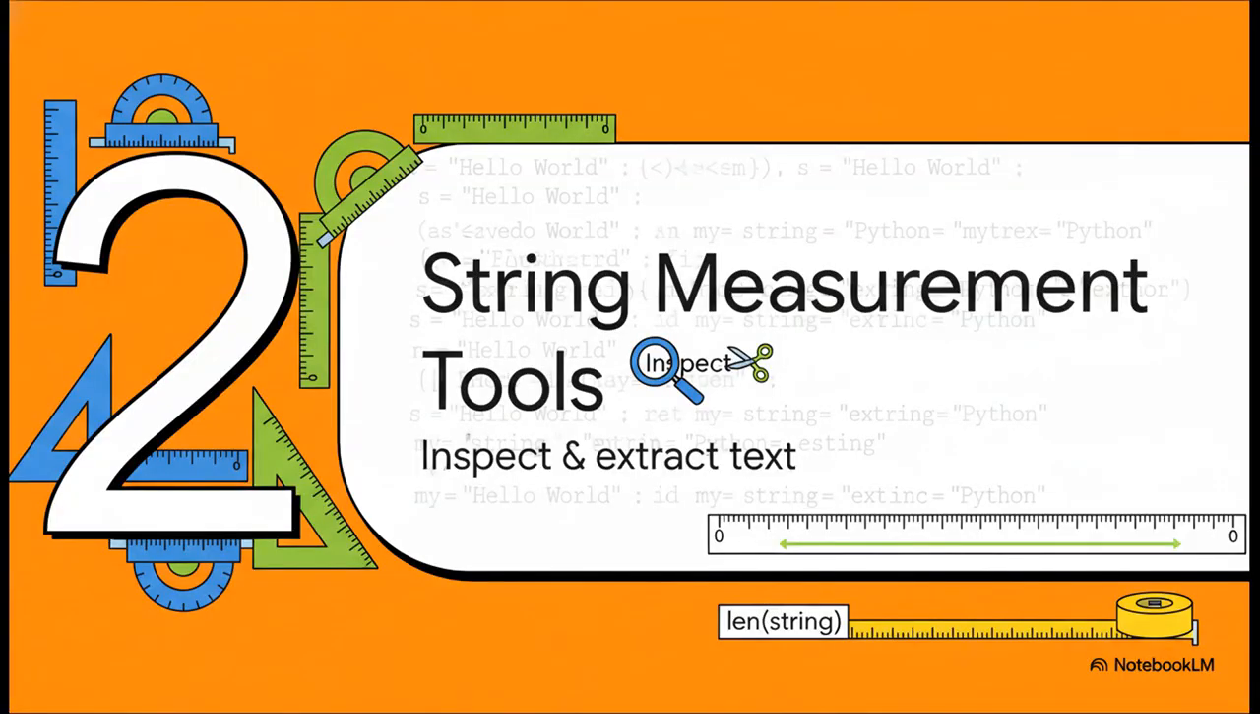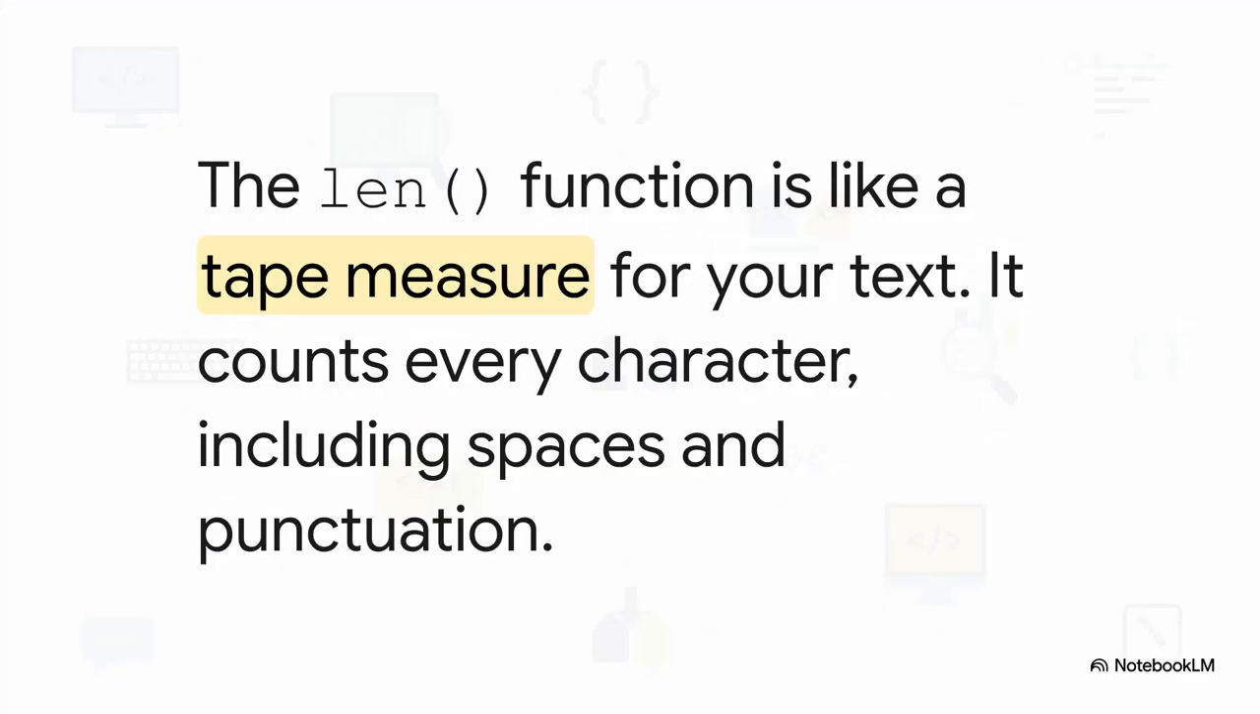Okay, so now that we know what a string is, let's grab our first set of tools. These are for when you need to know something about a string without actually changing it. Think of it as inspection. So first question, how do we find out how long a string is? For that, we use the len function. Think of len as your trusty tape measure. You give it a string and it tells you exactly how many characters are in it. And yeah, that includes every single space and punctuation mark.